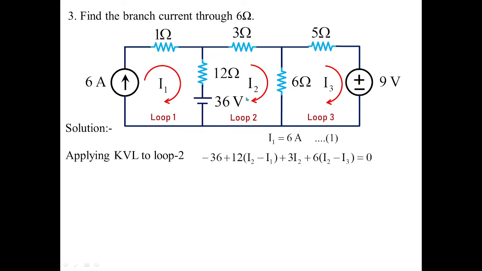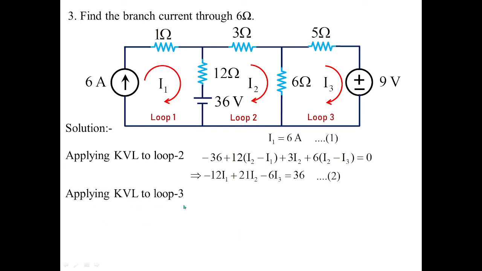Then you have 3 I2, which is here. Then you have 6. You have this branch shared by I2 and I3. So 6 times I2 minus I3 equal to 0. So this is how you simplify this equation such that you are left with minus 12 I1 plus 21 I2 minus 6 I3 is equal to 36. This we have to consider as equation 2.